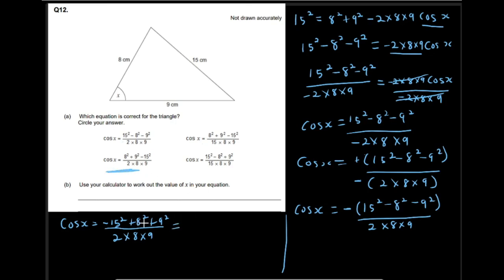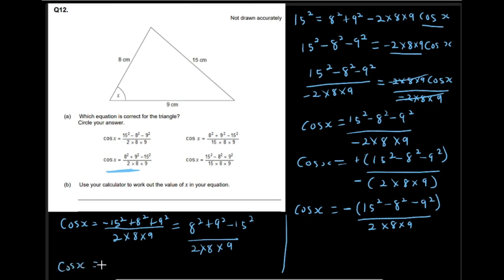Okay, so we can still rearrange this. This is positive 8 squared, positive 9 squared, negative 15 squared. So we can rearrange this to be 8 squared plus 9 squared minus 15 squared, all over 2 times 8 times 9. Alright, and then they said use your calculator to work out the value of x in your equation. Alright, so let's just finish it up. Let's get the value of x.